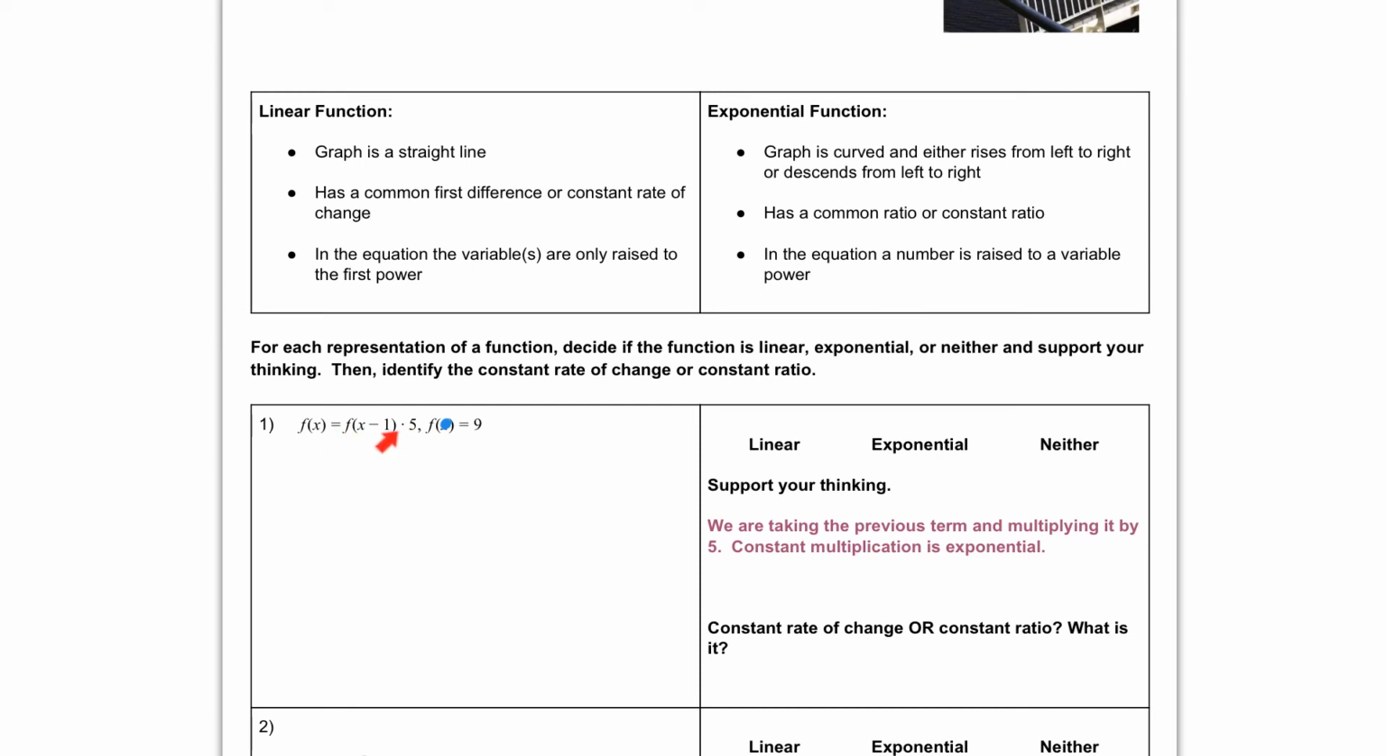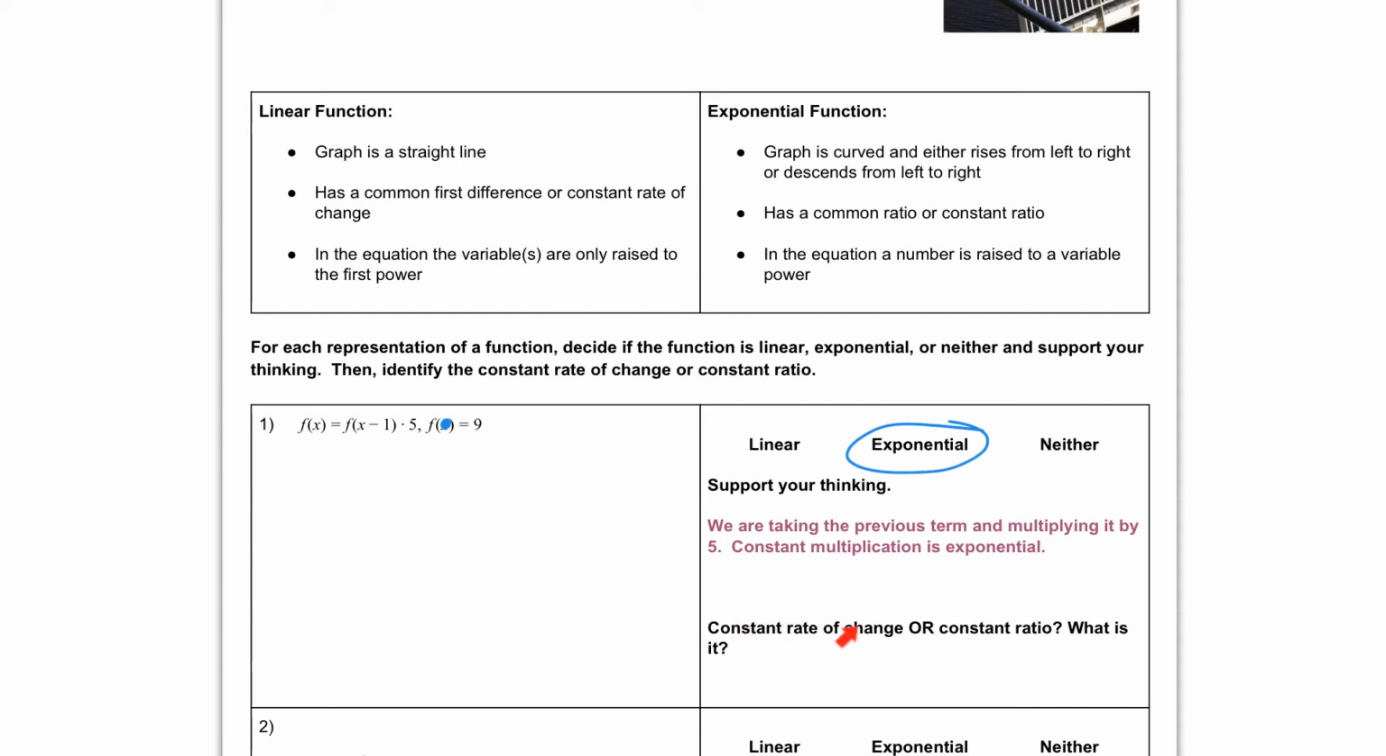Because we have that constant multiplication, we can say that this is exponential. And the reason for that is we are taking the previous term and multiplying it by 5. So that constant multiplication indicates to us that it is exponential.